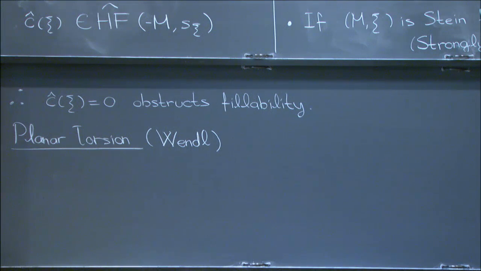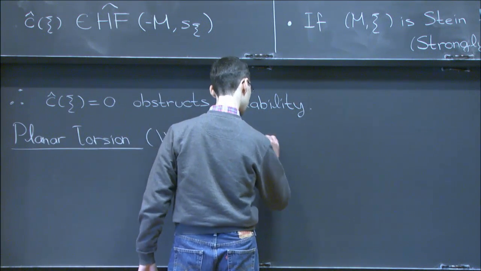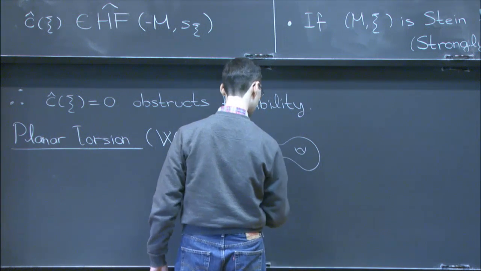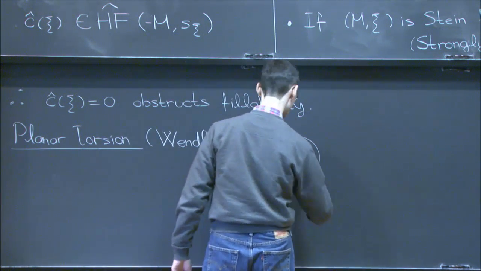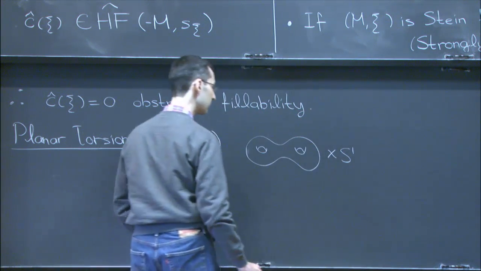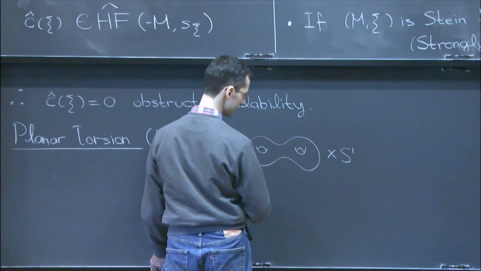And so some examples that one can think of are the type of examples that he gives in this paper. You can take, for example, a genus 2 surface and cross it with S1 and think about the S1-invariant contact structure on it, which will make the surface convex.